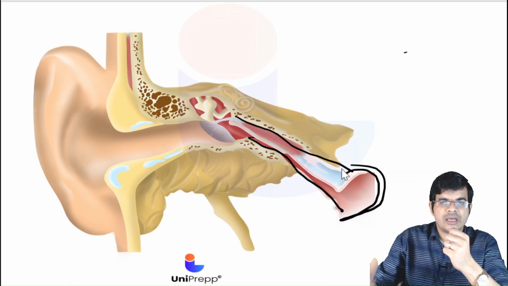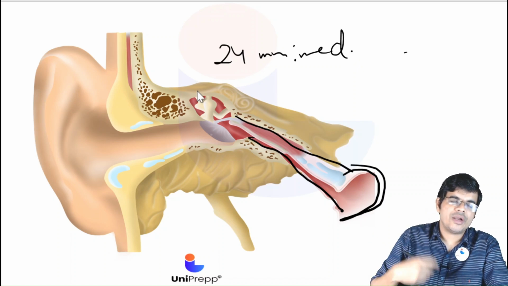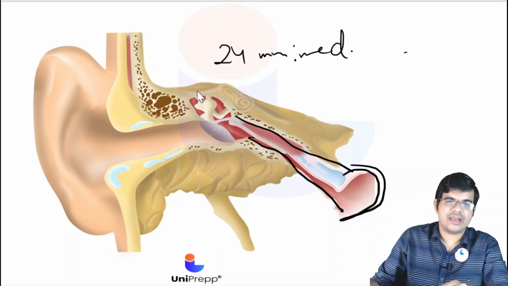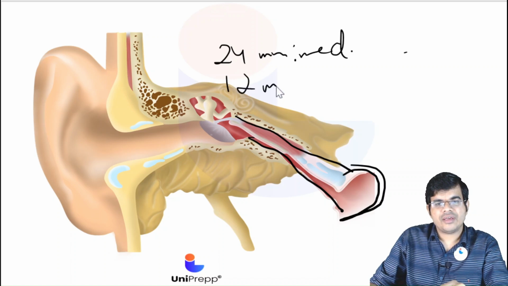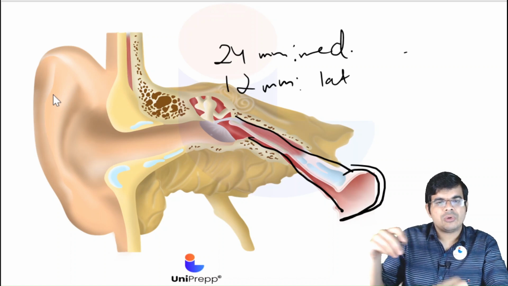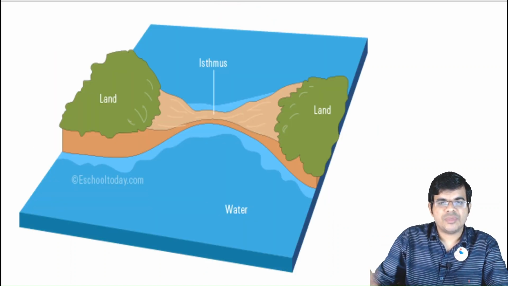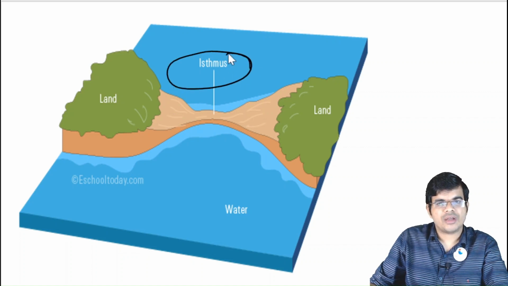So here the cartilaginous part is 24 mm in length and it is seen medially. That is also a contrast with the external acoustic canal where the cartilage is seen laterally, and it has a 12 mm bony part laterally. And yes, this junction between the bony part and the cartilaginous part is the narrowest part, and hence it is known as the isthmus. Isthmus is the narrowest part, right?